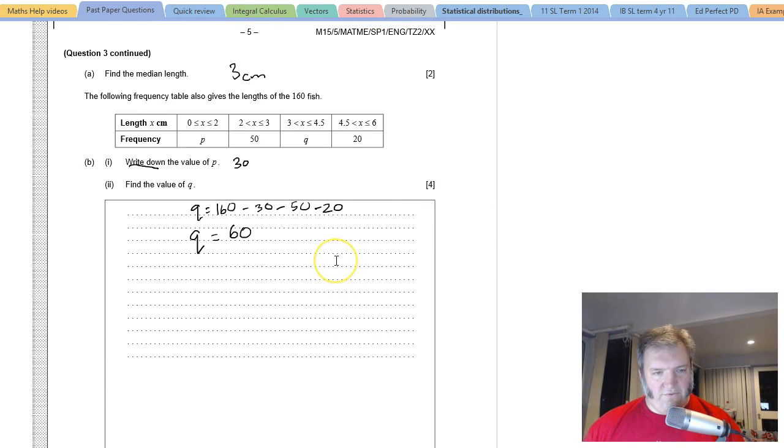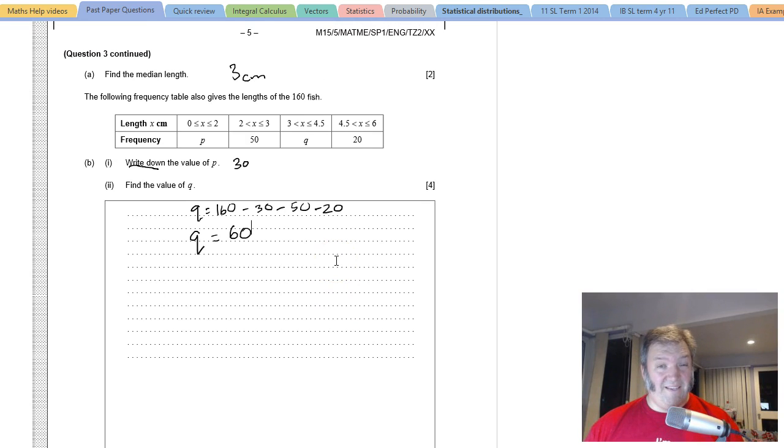So a bit of flipping backwards and forwards, but again, pretty straightforward, nice questions, easing you into the paper, giving you lots of time up your sleeve for when we get to the more challenging ones, which we'll get to shortly.